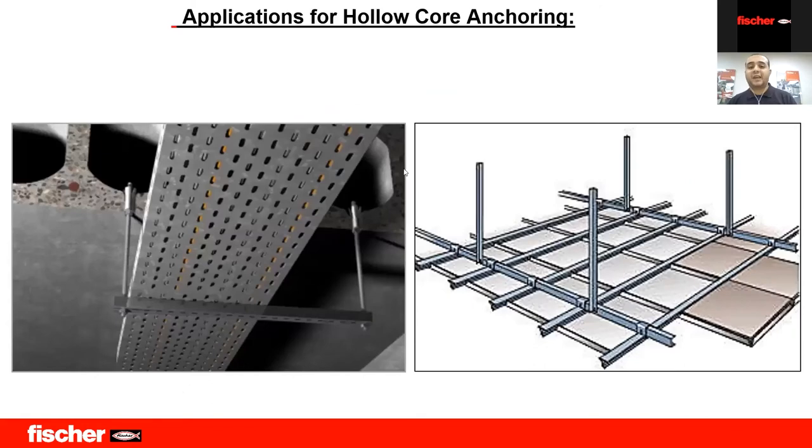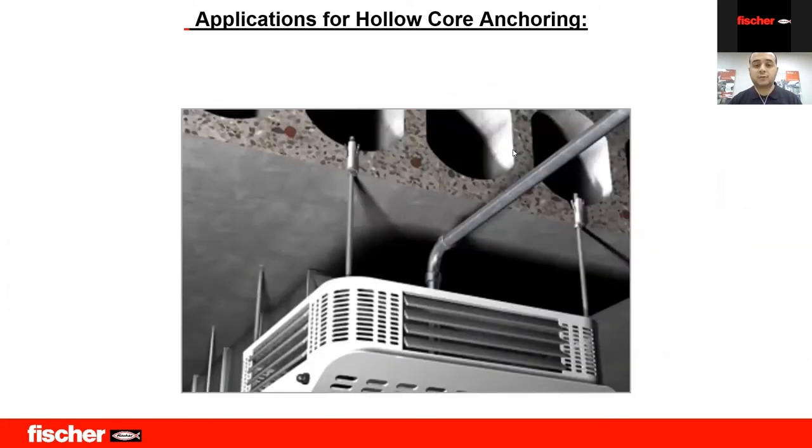So what are the main applications for the hollow core anchoring? Basically, we are looking for all MEP services, for the firefighting, chilled water pipes, drainage pipes, and also the electrical services, as we can see in the pictures. Mostly they also use the hollow core anchor in the grid of the secondary steel itself. So we have some channels and some grids in which we need to fix the vertical member of it into the ceiling. So we also need our FHY anchor to fix on it.